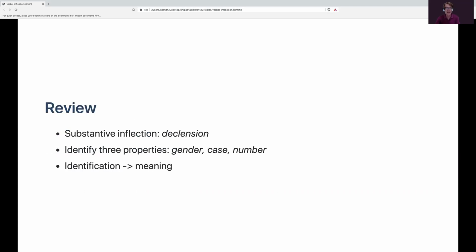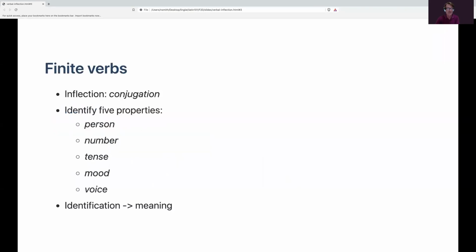I'm going to introduce you to some basic ideas about verbal inflection in this inflected language, Latin. Remember what we've seen already about the way that nouns are inflected. We call noun inflection, or substantive inflection more generally, declension, and we identify three properties: the gender, the case, and number for every substantive form. And those properties tell us about the meaning and how the word functions in a Latin sentence.